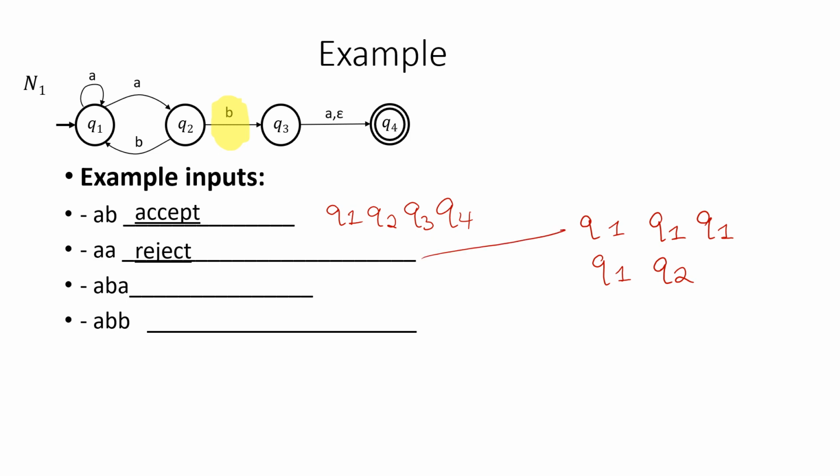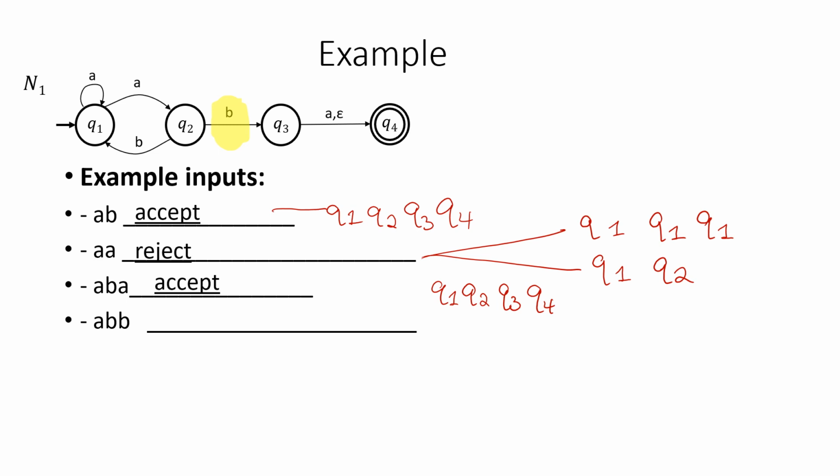Great, so let's consider now ABA. Okay, so what are the possible directions I can take? Going from Q1, if I stay in Q1, I would fail. But if I go from Q1 to Q2, okay, A, B, then I can take that final A and go from Q3 to Q4, and I can see that that path allows me to accept.